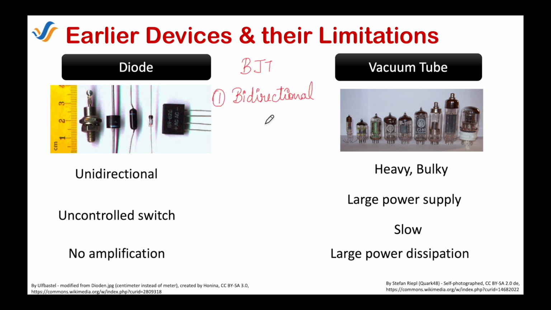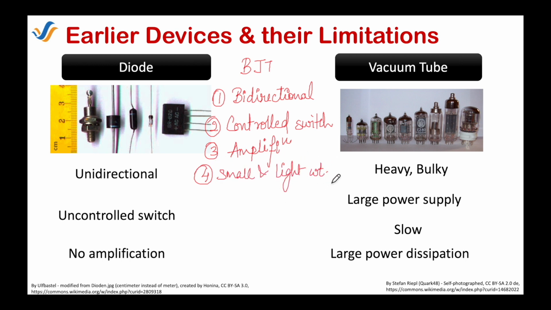The first one is that the BJT is a bidirectional device. It operates as a controlled switch, a controlled rectifier. It can amplify any signal. Unlike the vacuum tube, the BJT is very small and lightweight.